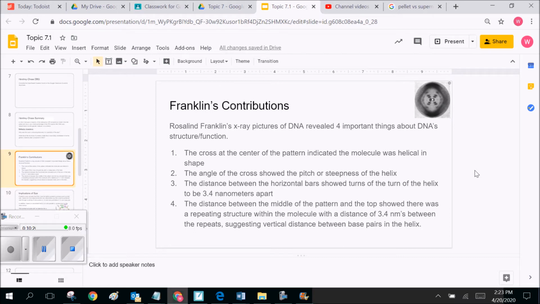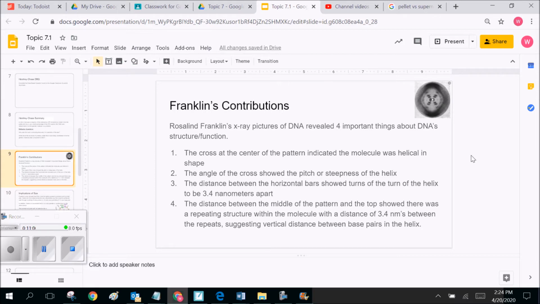So her picture revealed four important things about DNA structure, and here's her picture up here, photo 51. The cross at the center of the pattern indicates that the molecule is helical in shape. The angle of the cross showed the pitch or steepness of the helix. The distance between the horizontal bars, right here, showed the number of the turns of the helix, and it showed them to be 3.4 nanometers apart. And the distance between the middle of the pattern and the top of the arms showed that there was a repeating structure within the molecule.